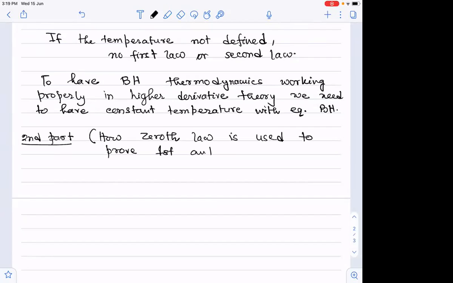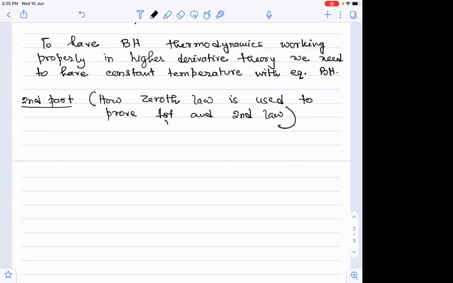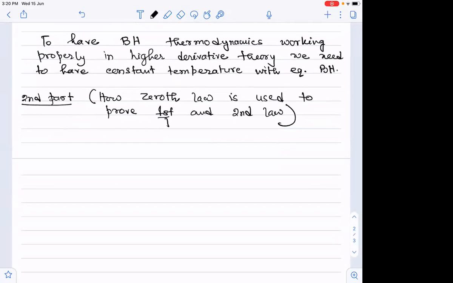First and second law. So this is the first law. I'll not give the description or the proof of the first law and second law. That's not the topic. I'll just show where this zeroth law has been used.